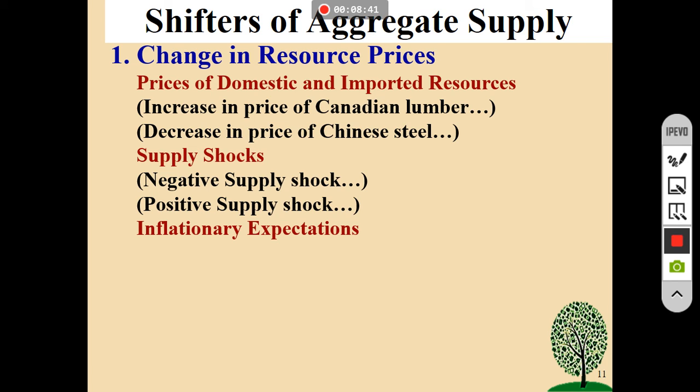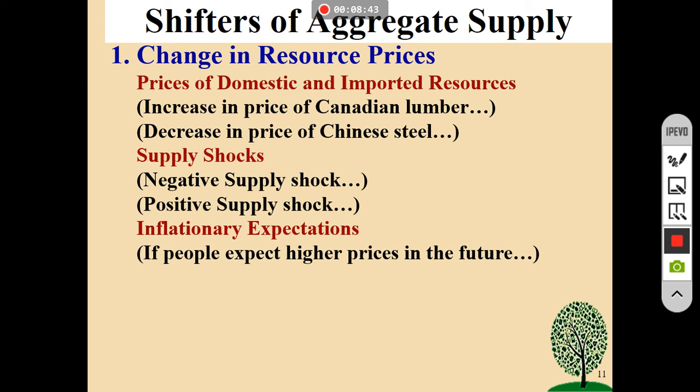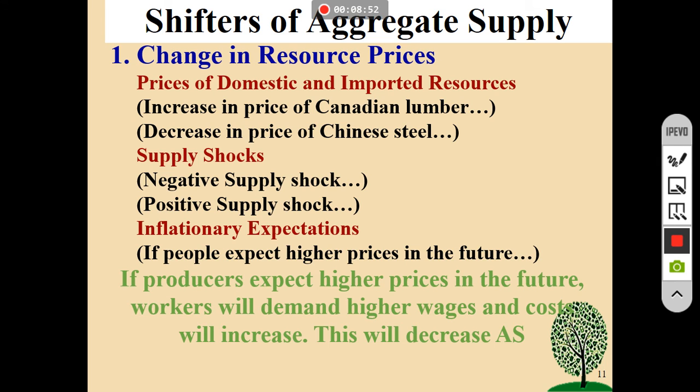Inflationary expectations. If people expect higher prices in the future, right? So they expect that there's going to be a bunch of inflation. They just assume that it's coming, right? So this is kind of an odd one. If producers expect higher prices in the future, okay, the workers will demand higher wages and the cost will increase. So it's actually going to decrease aggregate supply. So when people expect inflation, aggregate supply will decrease.